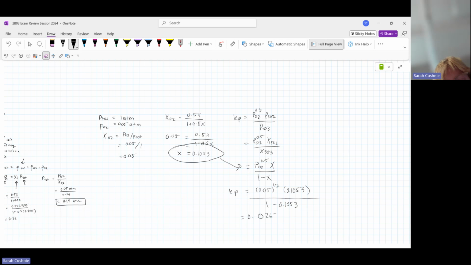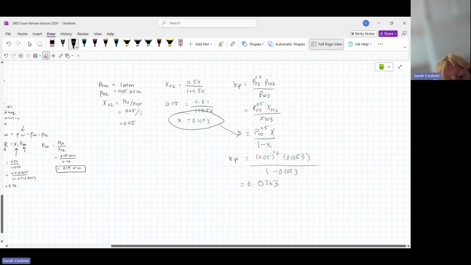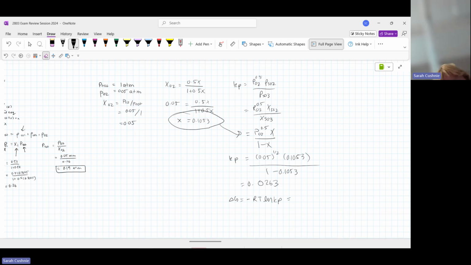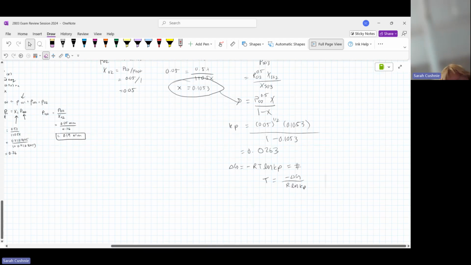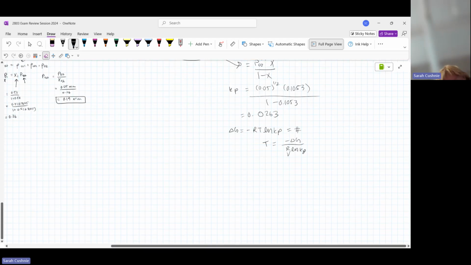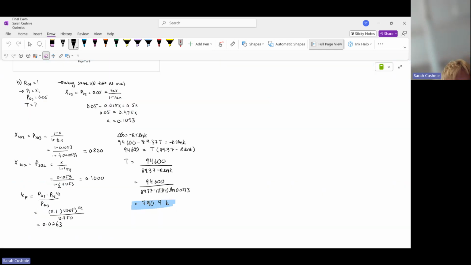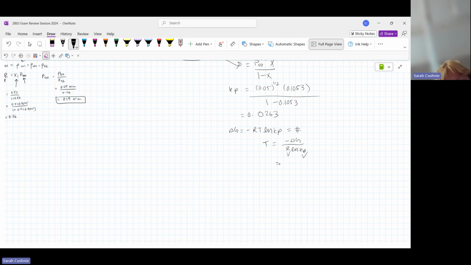And now the last step, again, we know that delta G is equal to negative RT ln Kp, which is equal to some number that we already calculated, or you could calculate, that was provided. So now you can just solve and say T is equal to negative delta G over R ln Kp. We know what delta G is, or you can calculate it. We know what R is. We know what Kp is. If you sub all of these values in, you will get a value of 791 Kelvin. And that would be your final answer.